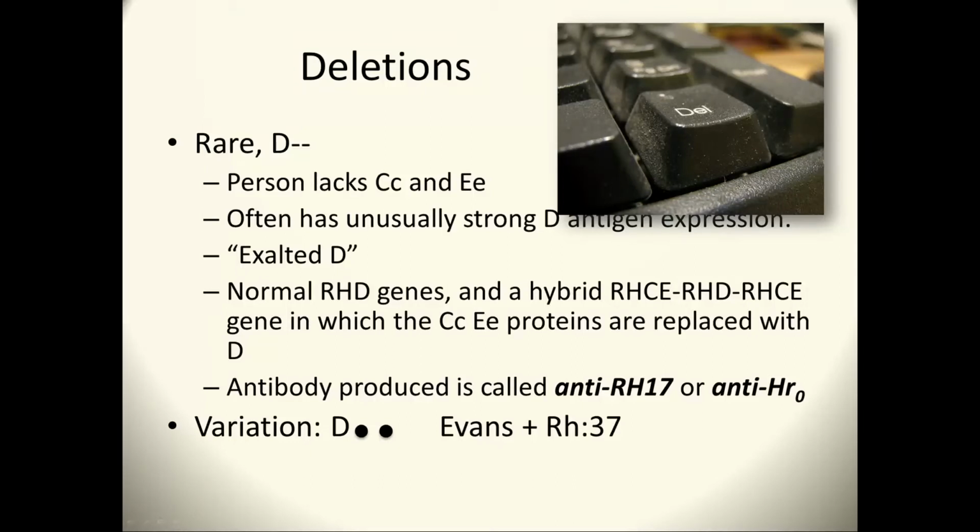There's a rare variation of this D-- phenotype, known simply as D..  In this variation, the D antigen is not expressed quite as strongly as an exalted D, and the antigenic structure of the D.. also carries a low incidence antigen known as Evans or Rh37. And this variation was first identified in Welsh and Scottish families.